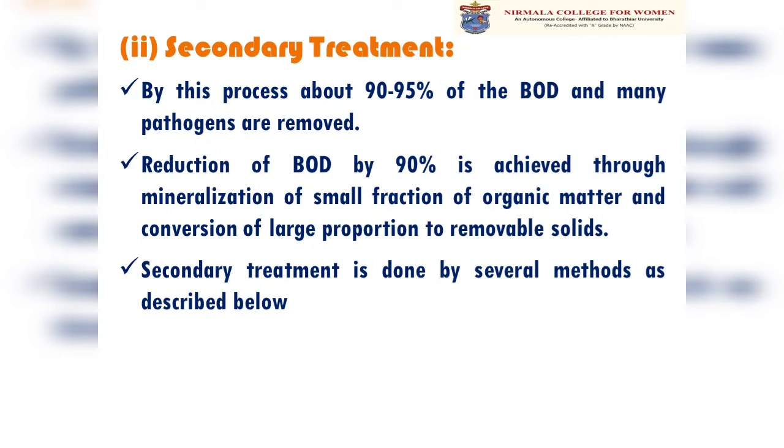Next is secondary treatment. By this process, about 90 to 95% of the BOD and many pathogens are removed. Reduction of BOD by 90% is achieved through mineralization of a small fraction of organic matter and conversion of a large proportion to removable solids. Secondary treatment is done by several methods as described below.